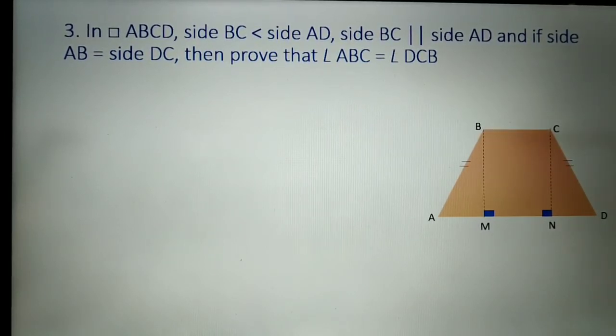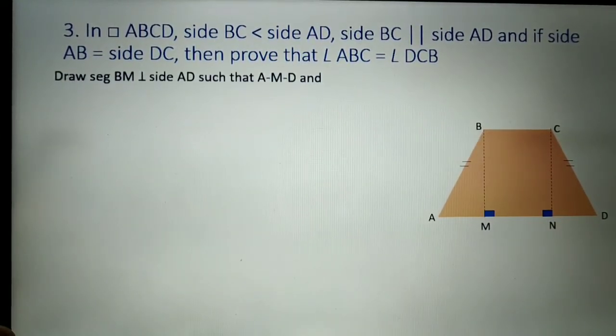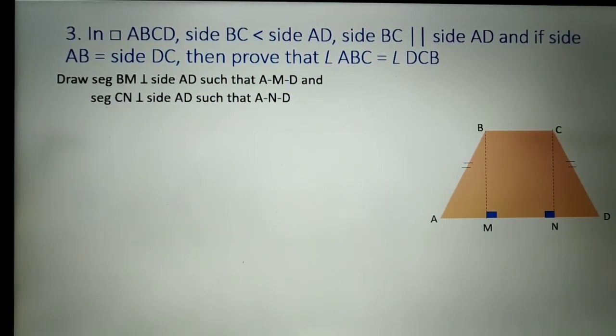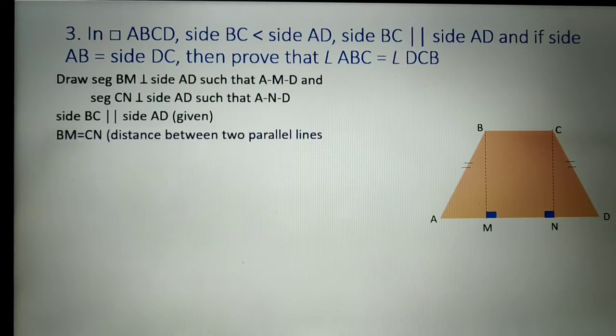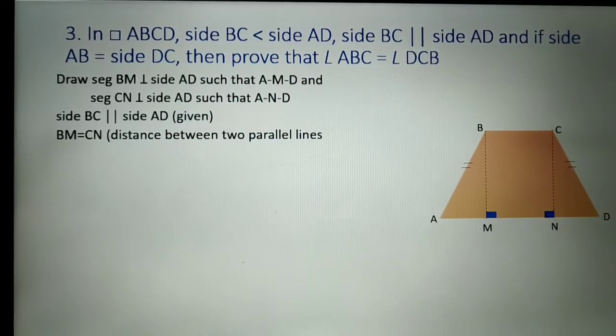So the major part of the sum is similar to the previous sum. Let us do that. First we'll draw segment BM perpendicular to AD, and CN perpendicular to AD. BC is parallel to AD, which is given to us, and therefore we also say that BM is equal to CN because the distance between two parallel lines is constant.